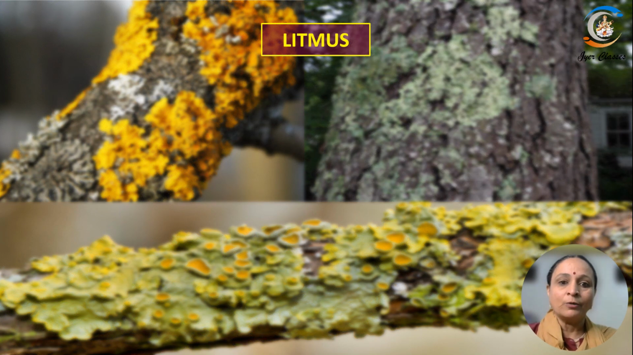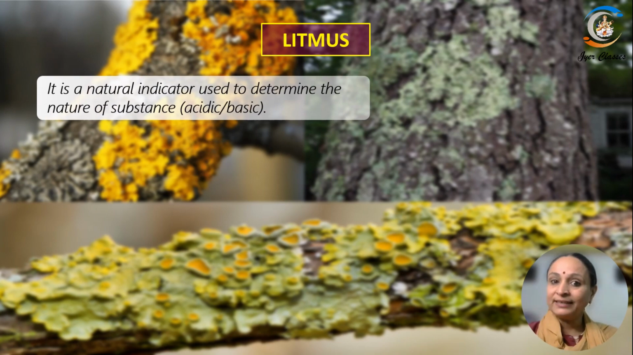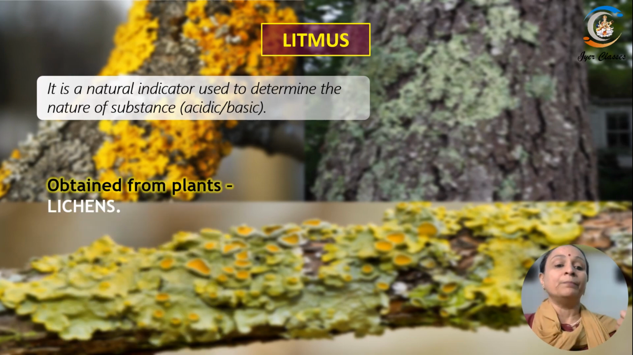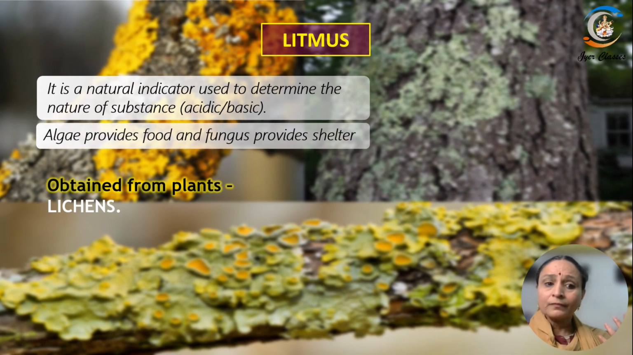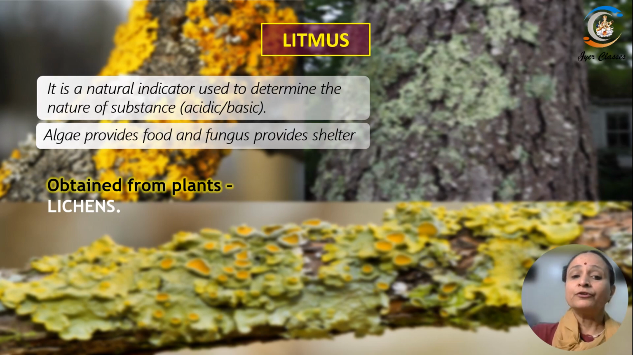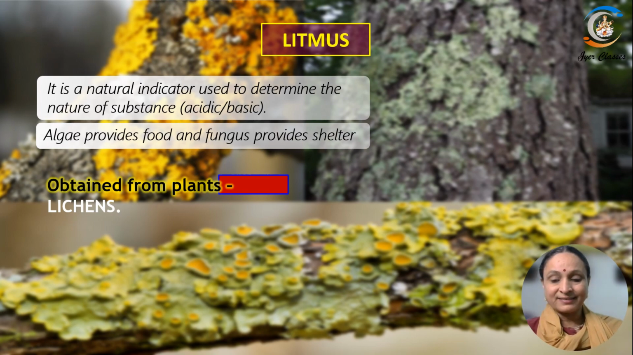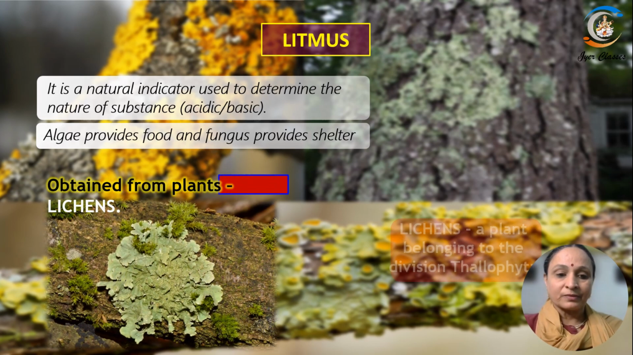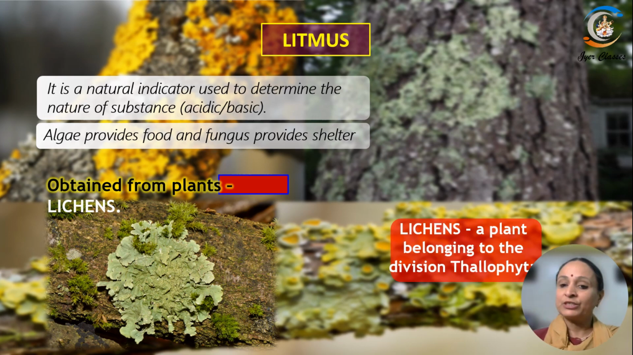Okay, now how is it made? What is the natural color? It is a natural indicator used to determine the nature of a substance, whether it is an acidic substance or a base. It is obtained from the plants called lichens, right? Algae provides food and fungus provides the shelter, right? So the plants which we have got to make the indicator, that is the litmus, it is the lichens. Okay, so lichen is a plant belonging to a division called Thallophyta.